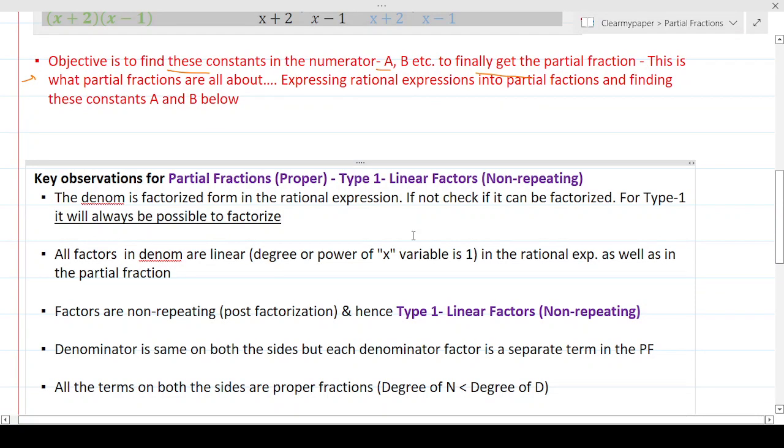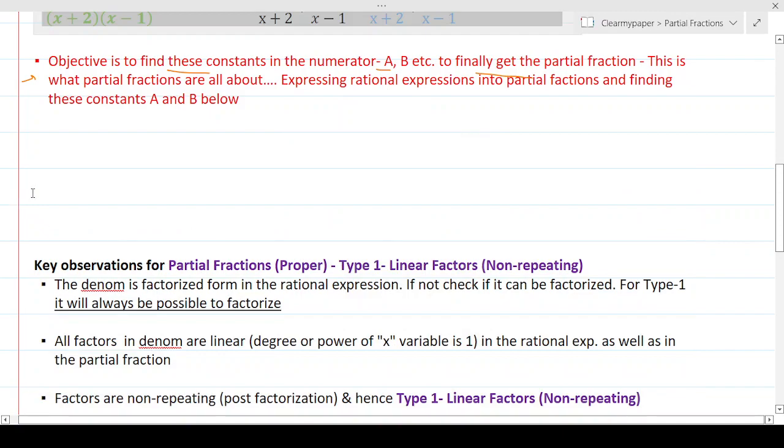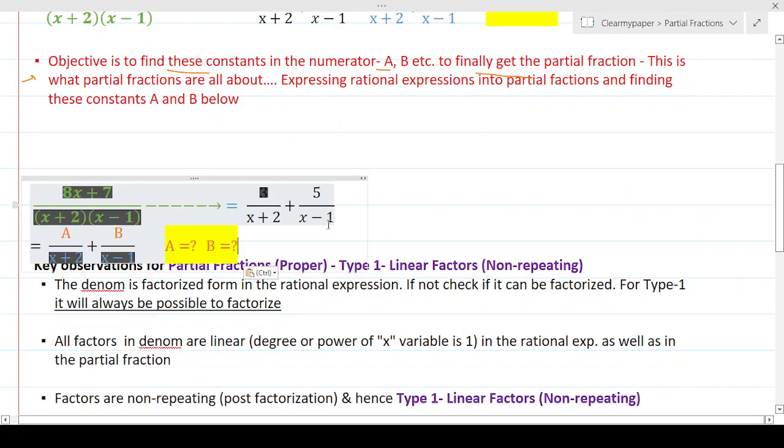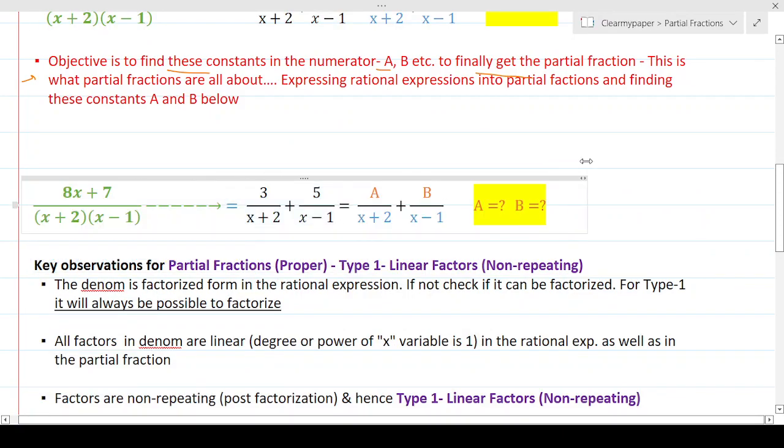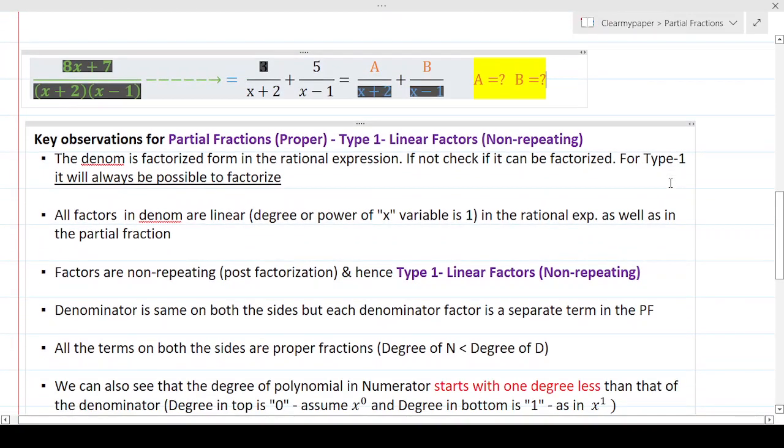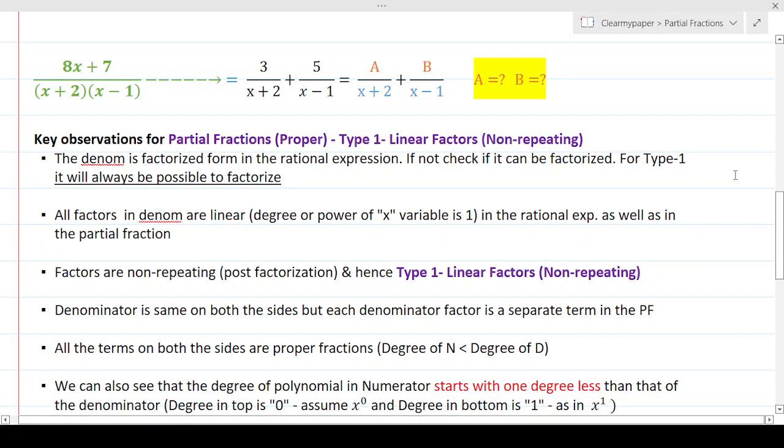I'm going to create some room here. Okay, I'm just going to copy and paste it again here. All right. Now let's focus on from this point so that our focus is very clear. So let's say we have this and we know our objective is to find a and b. But we have a general sense of direction of where this is heading.